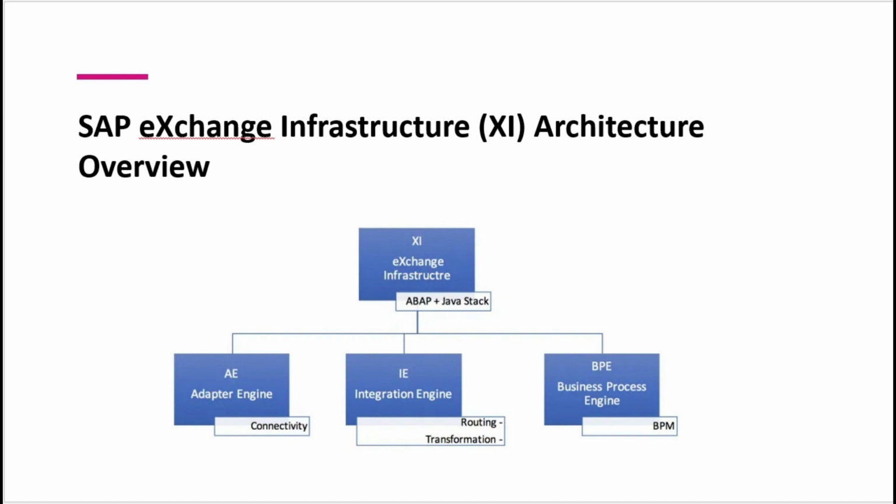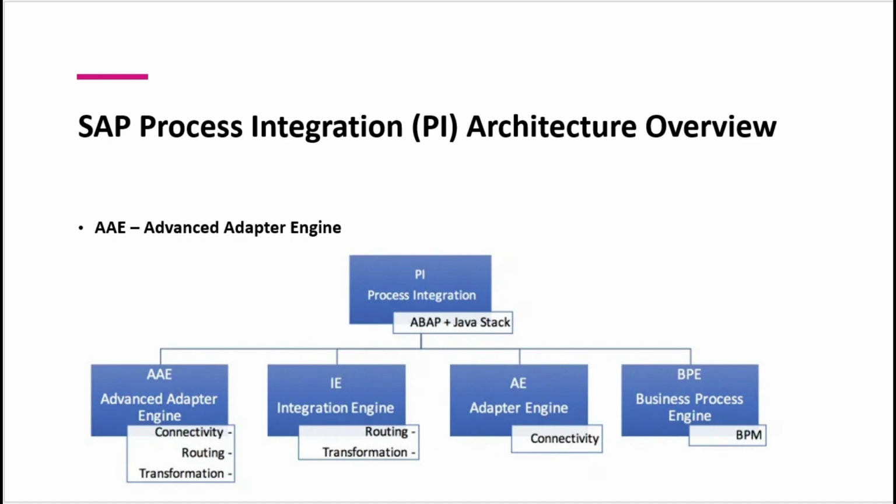On the other hand, let's see process integration, the PI architectural overview. With SAP introducing the advanced adapter engine, PI was able to process messages end to end without the IE. You see there is a difference in the architecture. This reduces the cross communication between components and improved performance. PI is again dual stack. It has the advanced adapter engine, integration engine for routing and transformation, adapter engines, and business process. Here the AAE takes care of routing, transformation, and connectivity. So you see, what we had in between IE and AE is all taken care of by our AAE.